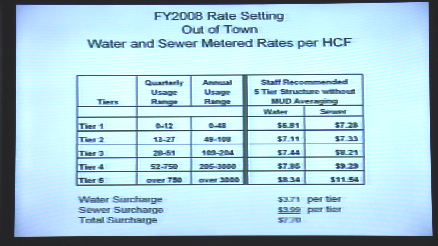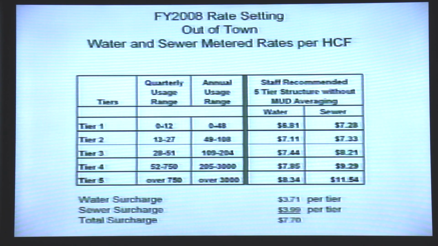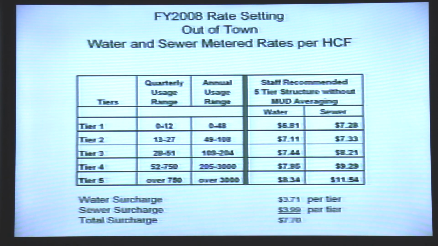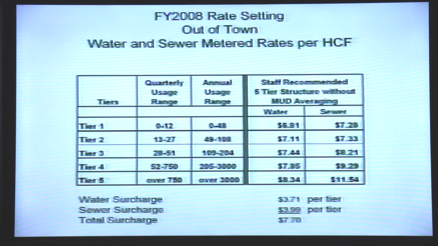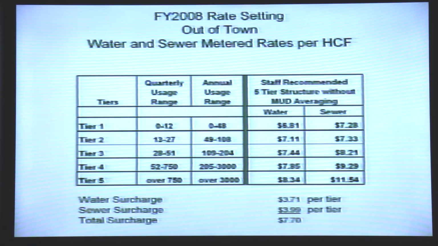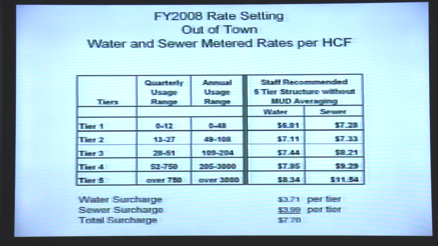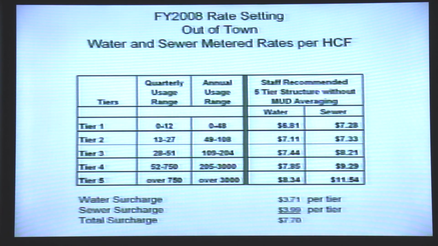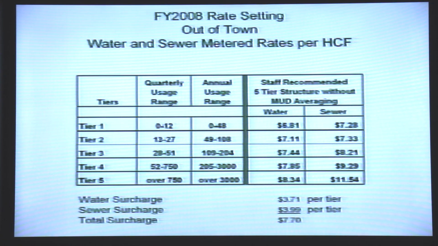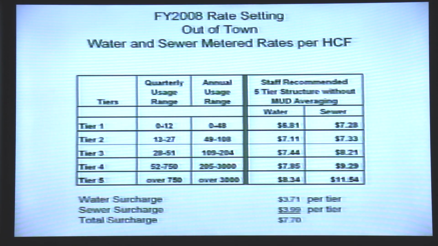This is the out-of-town rate, where the water surcharge and sewer surcharge are specifically pulled out for you to see, whereas we've combined them in prior years. So these are the individual water and sewer rates on a 5-tier system, and the out-of-town surcharge for water is $3.71, and the sewer charge is $3.99 per tier. It's even across the tier. This does actually decrease slightly because the entire base rate decreases slightly.